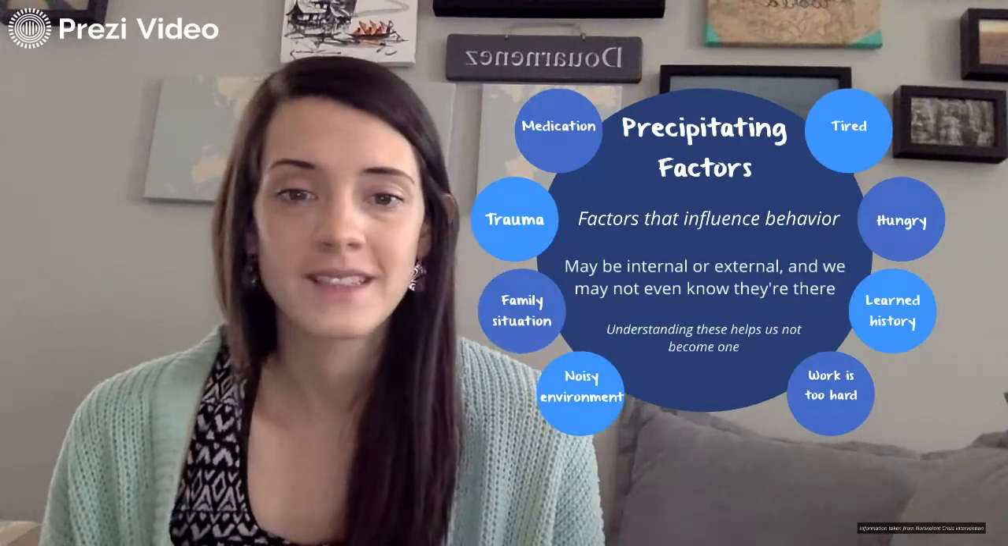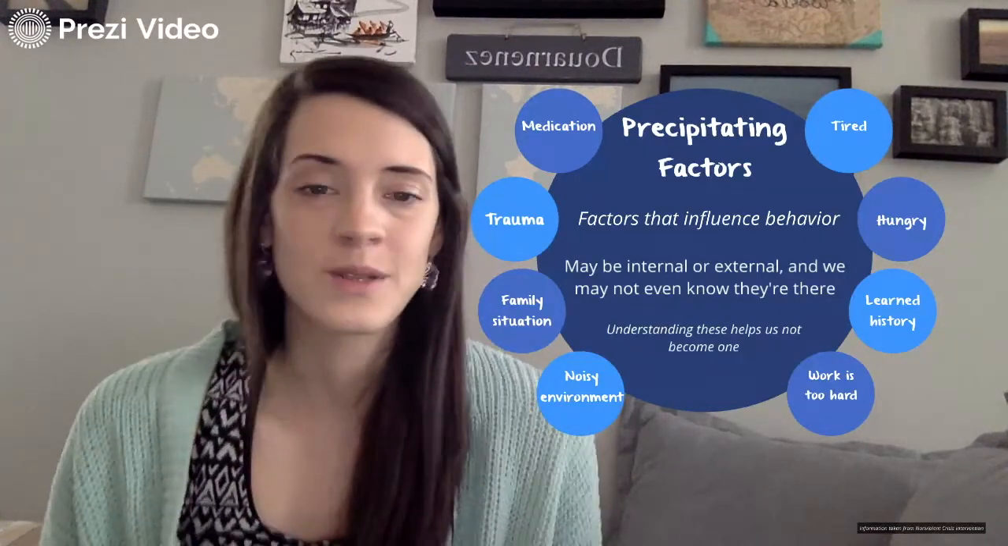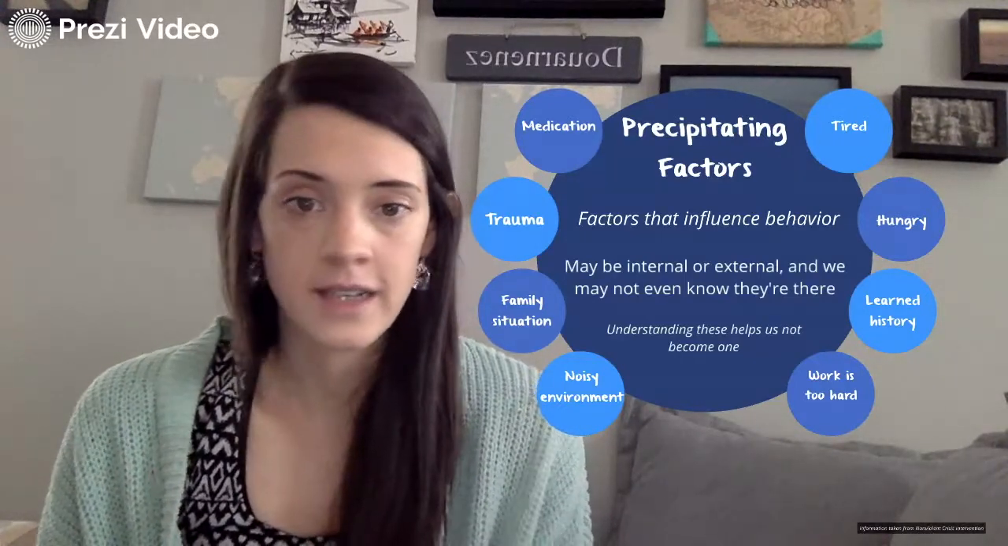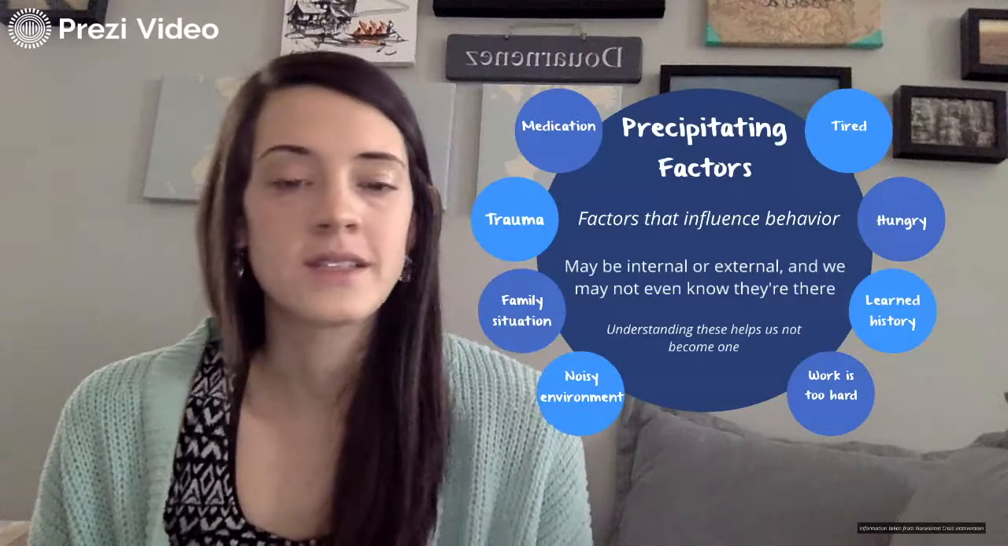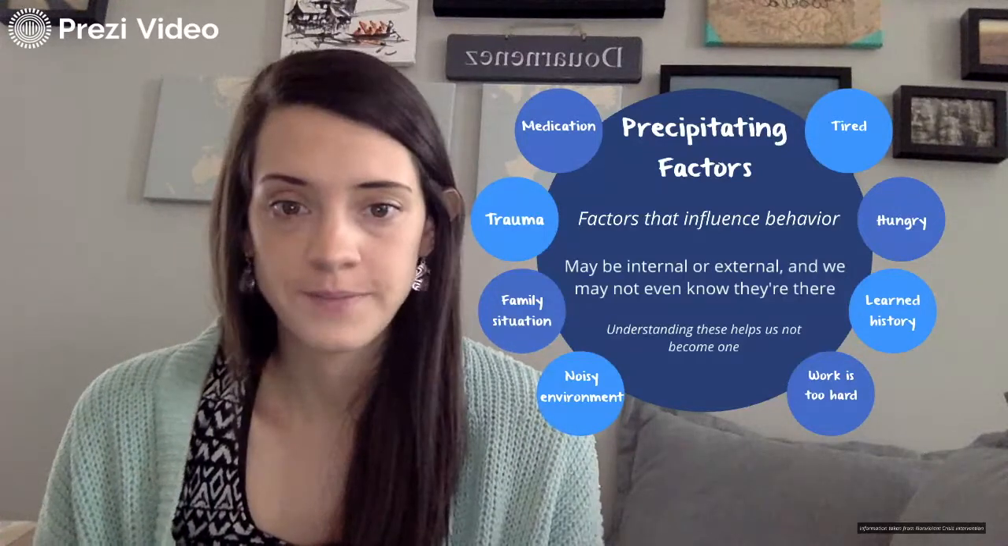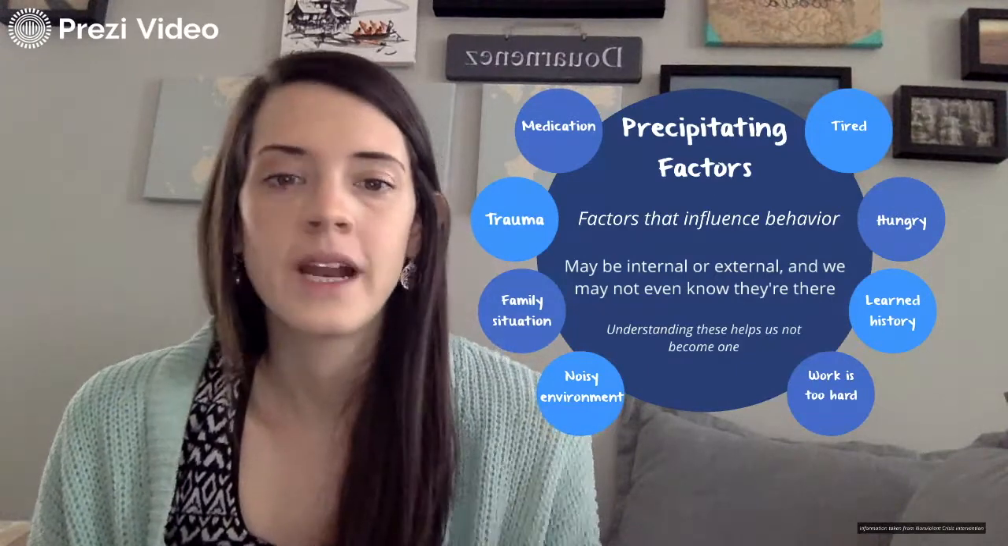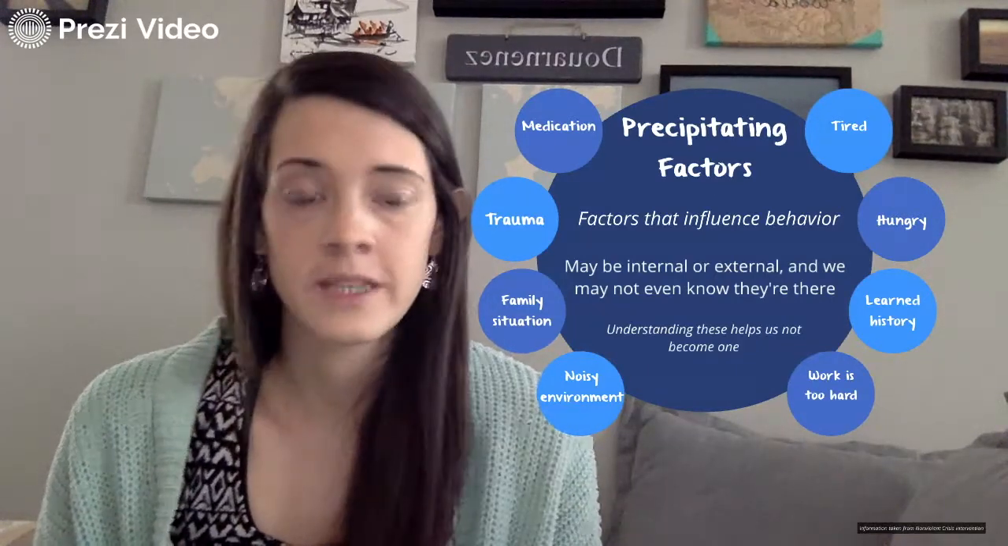Obviously, we can't always account for them. We can't always control them. But knowing that behaviors happen for a reason that is not necessarily about us will help us to de-escalate that situation and not take it personally, which I'll get into a little bit later too. But as you see, I just have some examples here of precipitating factors.